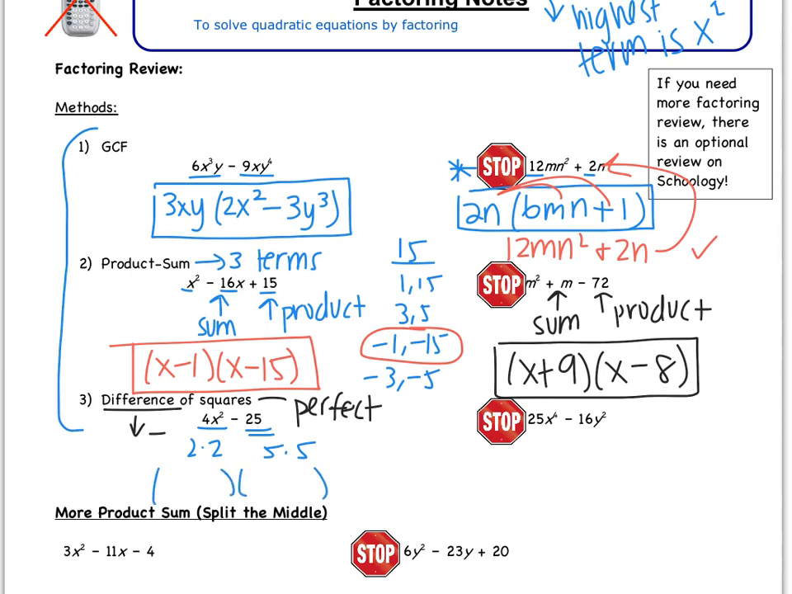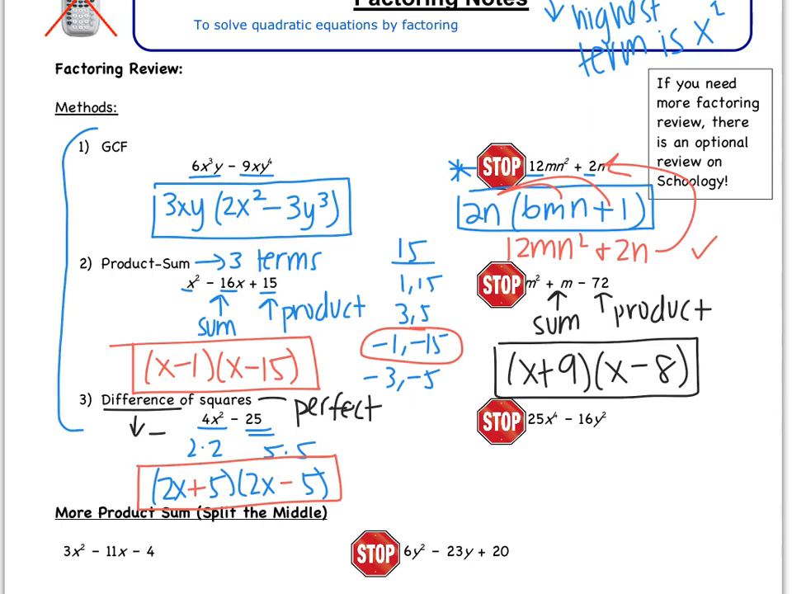Okay, so to get the 4, I'm going to need a 2 multiplied by a 2. To get the 25, I'm going to need a 5 multiplied by a 5. To get x squared, I'm going to need x multiplied by an x. Now, if it's a negative 25, I need 1 positive 5 and 1 negative 5. So that's the difference of squares.